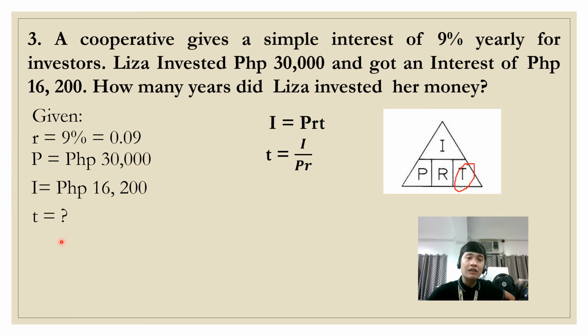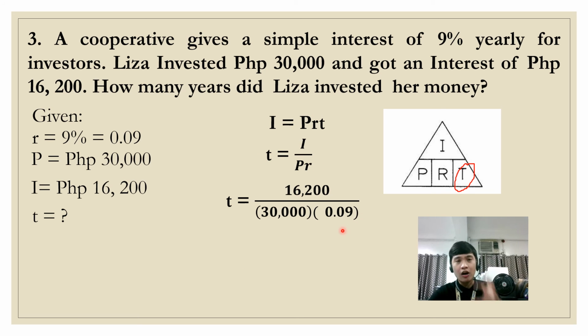Substituting now our given to our formula, we have 16,200 pesos all over 30,000, yung principal natin, multiplied to 0.09 as our rate. Okay? So, ipasok nyo lang to sa calculator ninyo. So, doing that, calculating this particular part of our formula, our time is equal to 6 years. So, i-compute nyo lang po, 16,200, pasok nyo sa calculator, divided by the product of the 30,000 and 0.09.